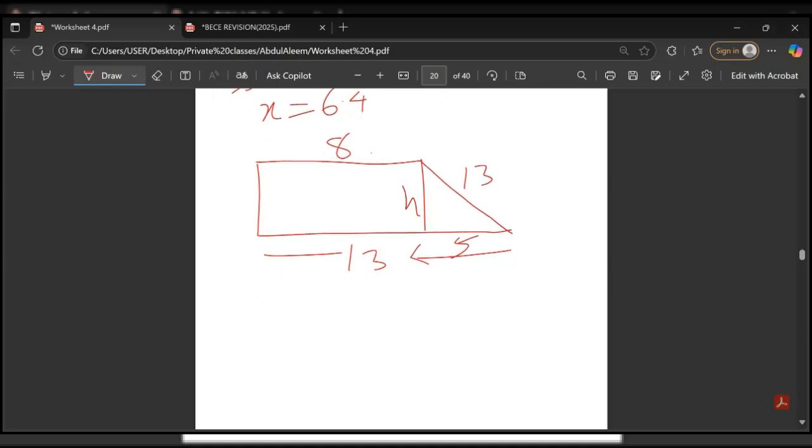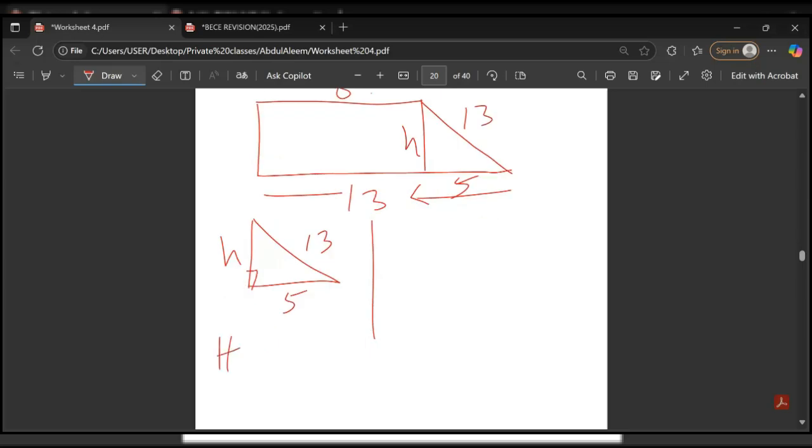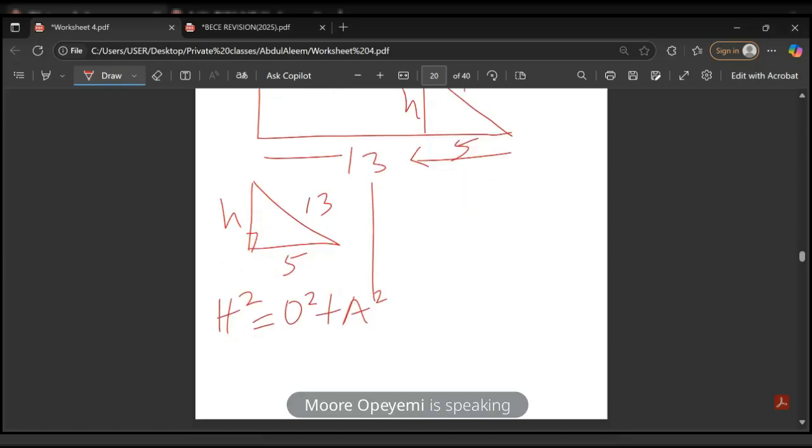So if you bring out the triangle, this is 13, this is 5. We are looking for h. So Pythagoras theorem, which is hypotenuse squared equals opposite squared plus adjacent squared. So hypotenuse is 13, that's 13 squared. Opposite, that's h squared, plus 5 squared.